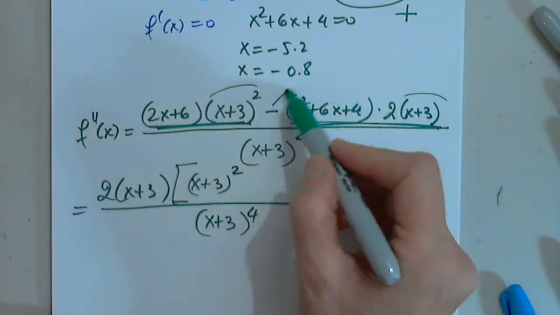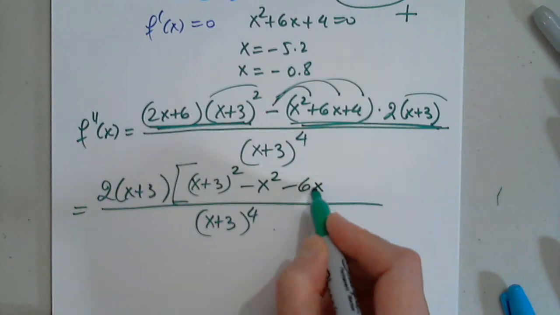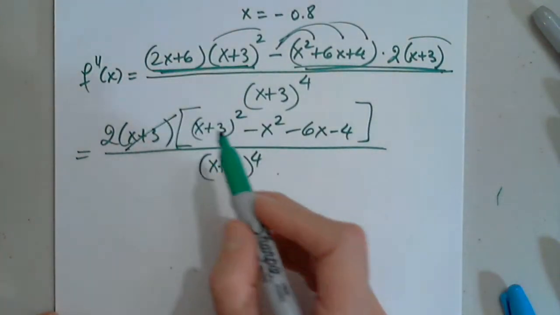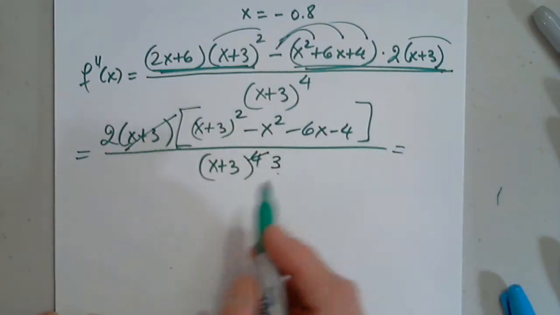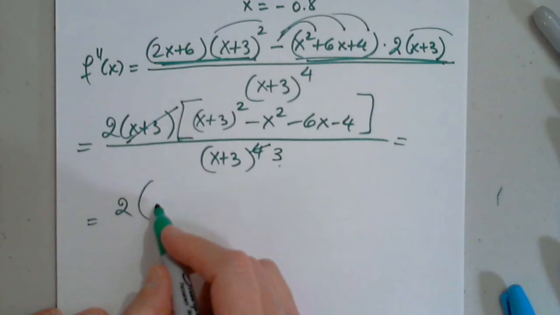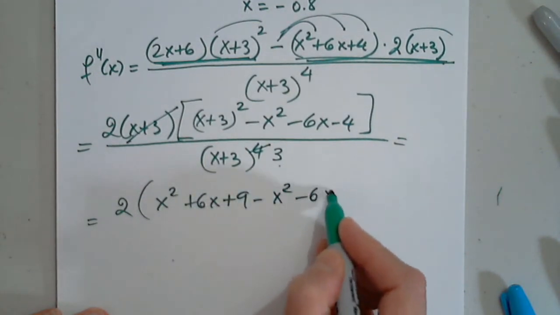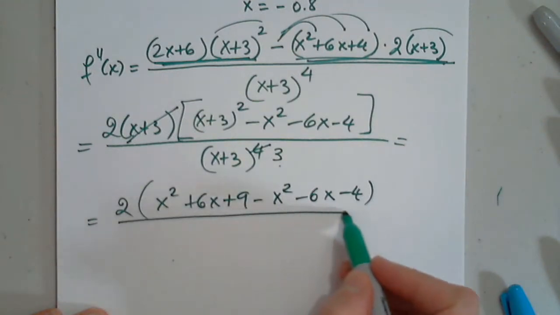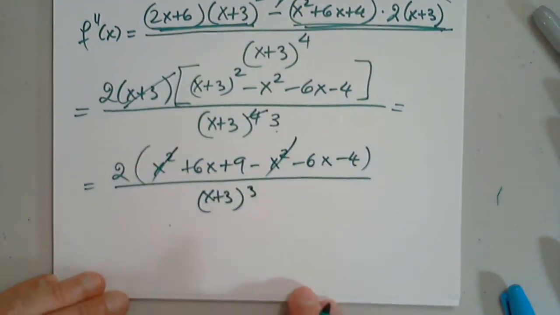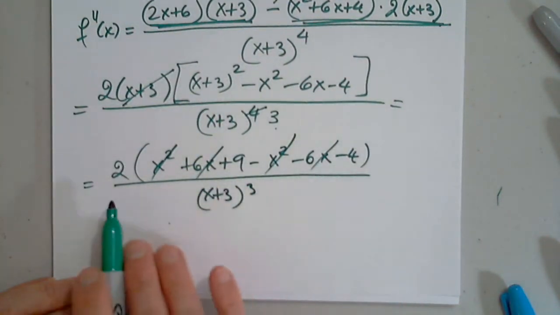These two are out, so I need to distribute the negative sign. Negative x squared minus 6x and minus 4. Not too bad. Now I can simplify. I have 2. I have to square this. We did this a long time ago. Over x plus 3 to the third. Luckily, these two go away. Oh, luckily, these two go away. And 9 minus 4 is 5. 5 times 2 is 10.